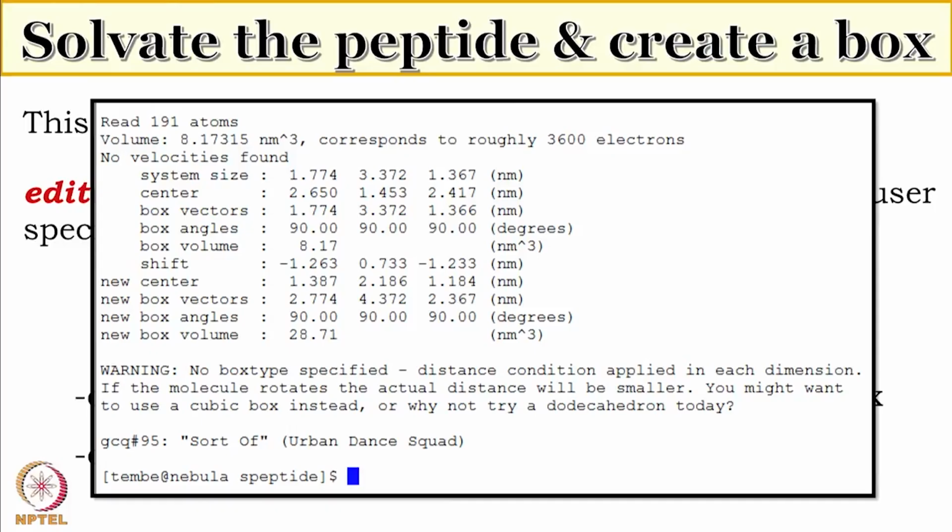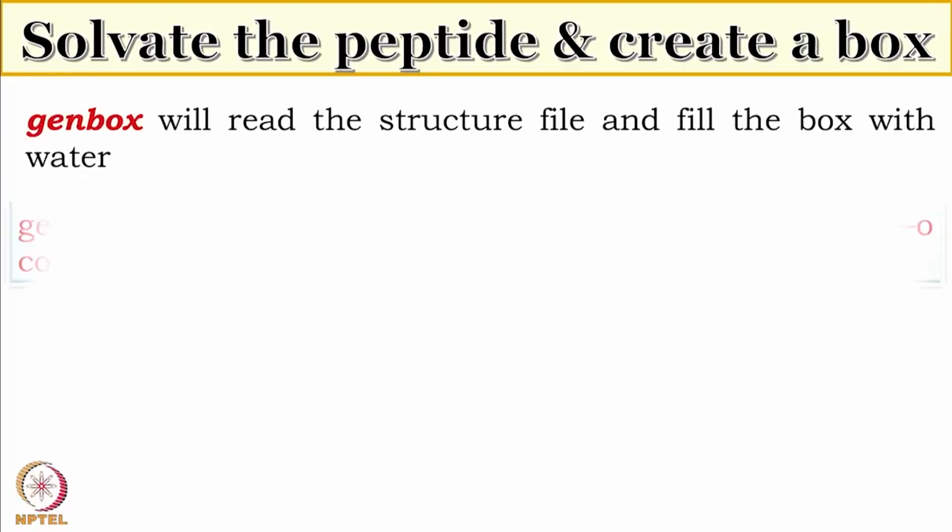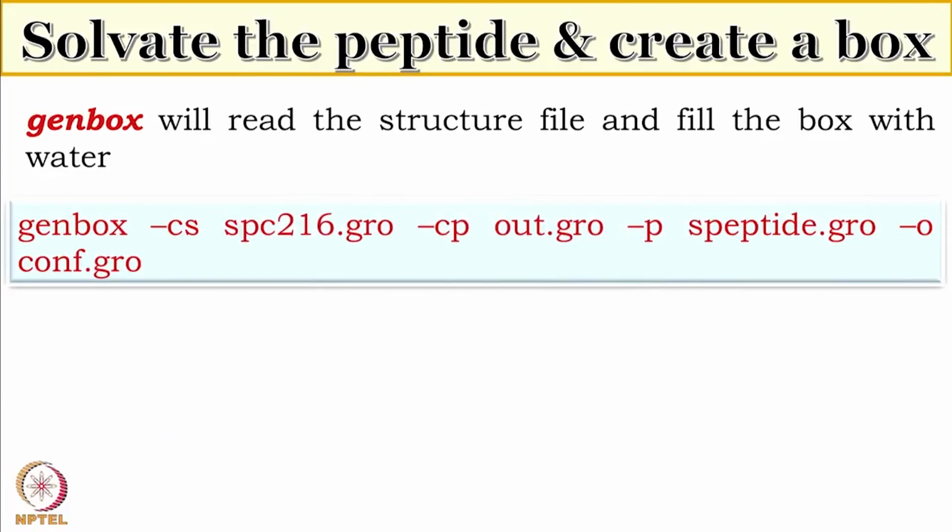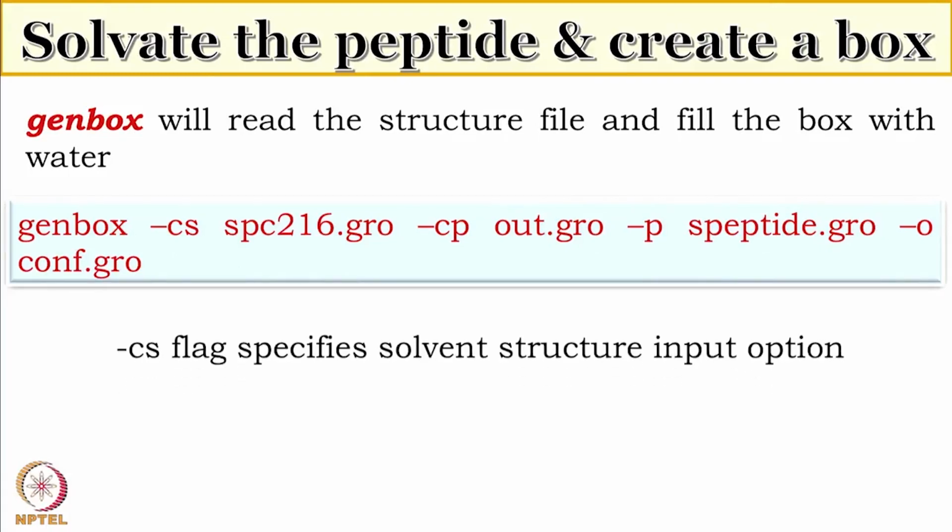Okay. Because to specify a box type, you have to give minus bt dodecahedron or minus bt cubic. But now it says box angles are 90, 90, 90. Yeah. So I expect that to be a cubic box. Okay. So there is a slight error in this. Minus p s-peptide, instead of .gro there will be .top, because minus p is the flag for the topol.top option. Okay. So instead of s-peptide.gro, it should be s-peptide.top. Top, yeah. Okay, on the extreme right. Yeah. Okay.